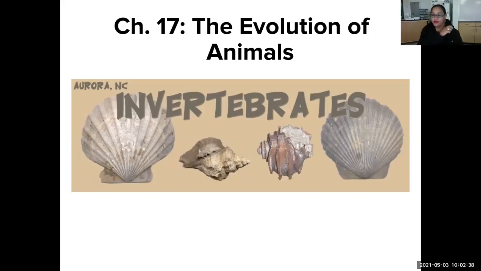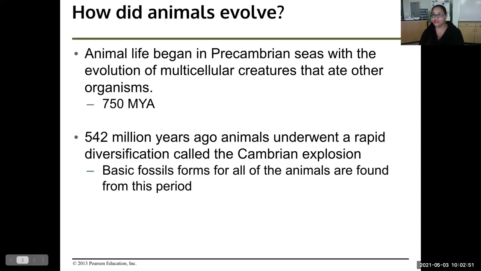All right, so we went from protists, which are really little, you need a microscope to see them, to plants and how plants got to be on land, and now we are going over animals and what distinguishes some animals from other animals. So how did animals evolve?